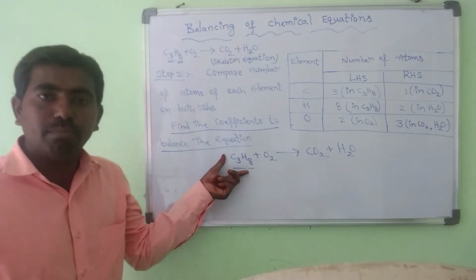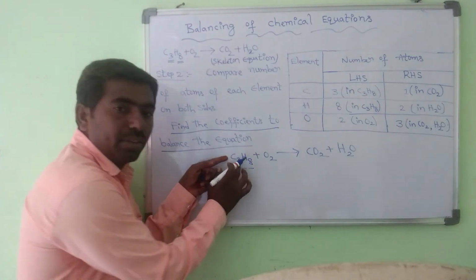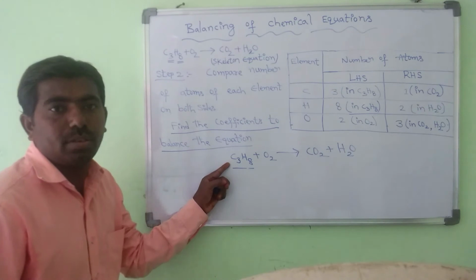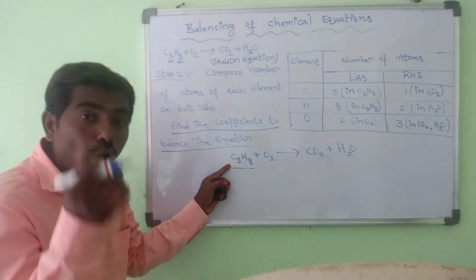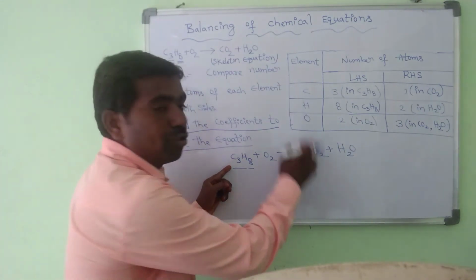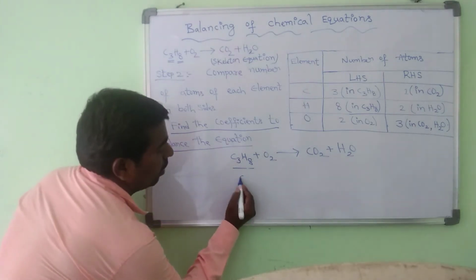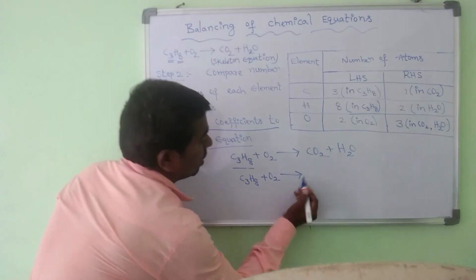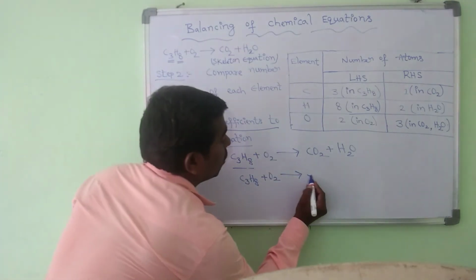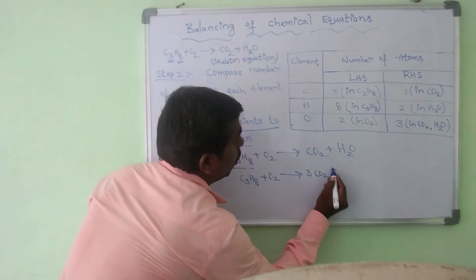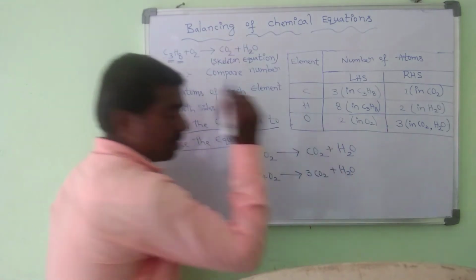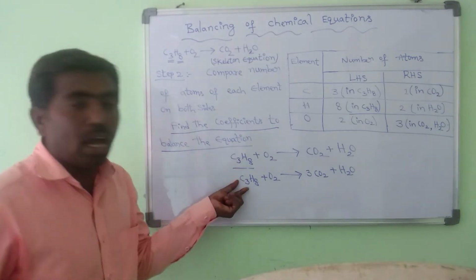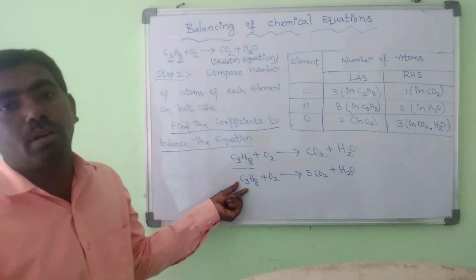Now I am selecting this one. In this molecule, the carbon atoms on the left side are 3, and on the right side only 1. To balance the carbon atoms, I am changing the coefficient before the CO2. So writing here C3H8 plus O2 gives 2. Now I am putting 3 before the CO2 because 3 into 1 is 3. Here 3 carbon atoms. Now all the carbon atoms are balanced.